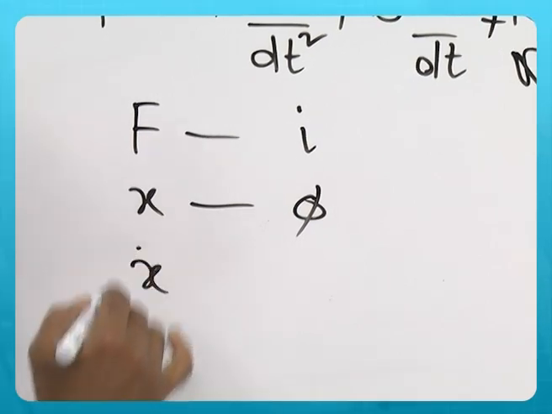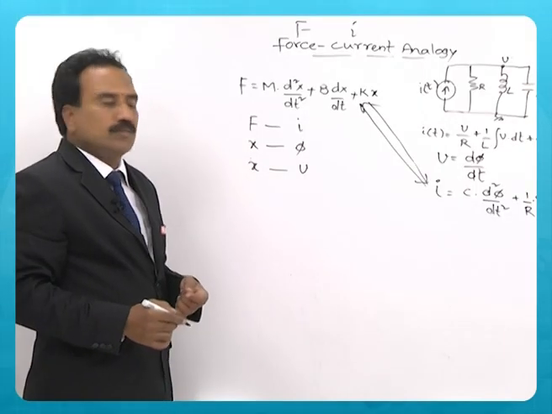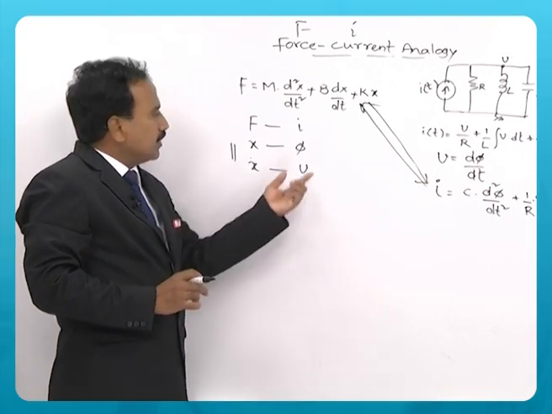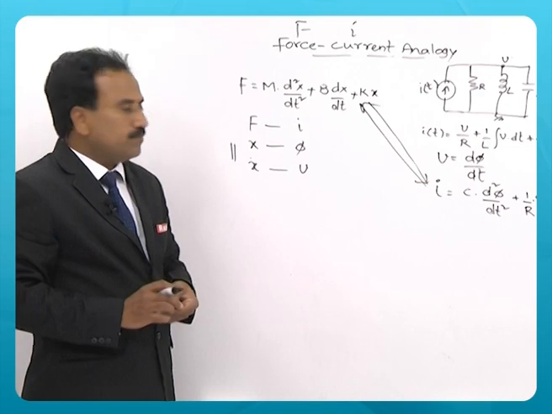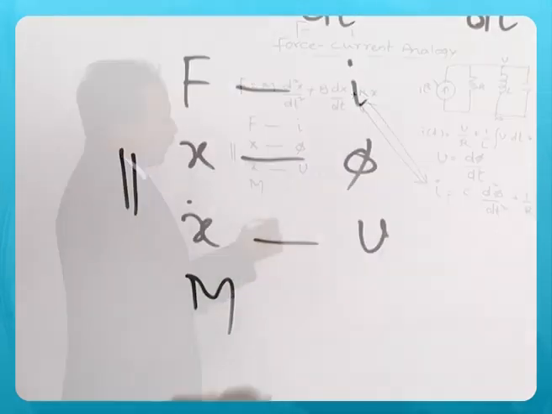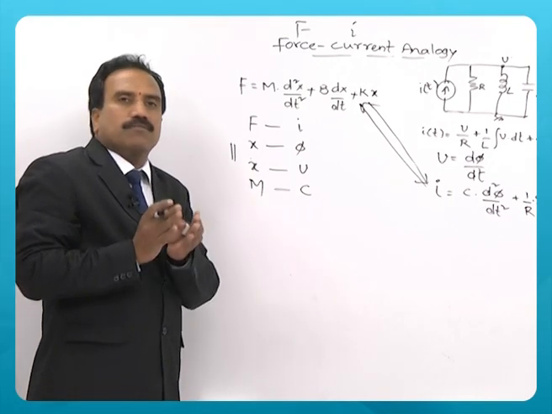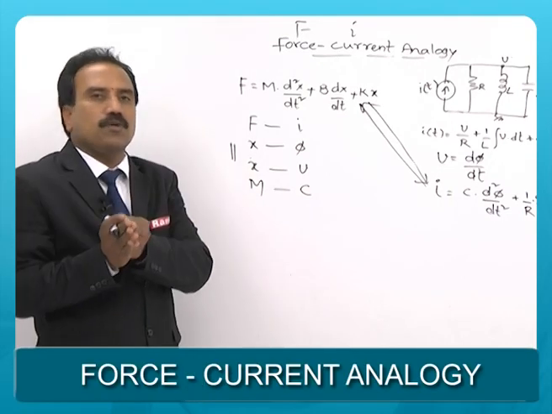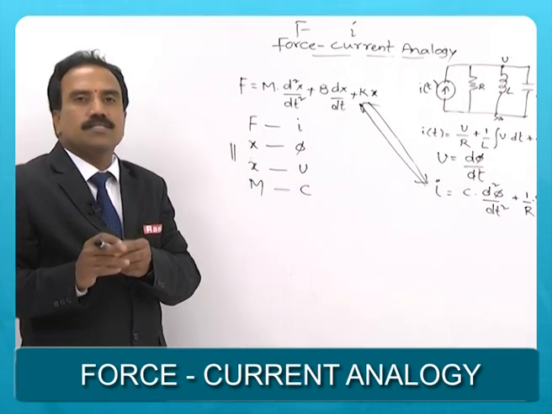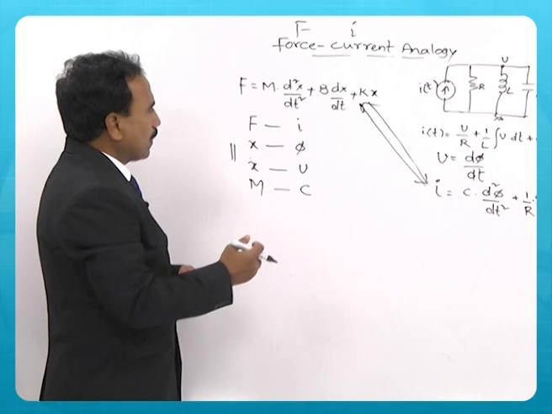Then x dot means it is a velocity, it is voltage. So, these two are dependent variables of a mechanical system and corresponding electrical systems. Now, when you compare the mass of a mechanical system, it is capacitance here. So, if the mass is given as some parameter, that should be transformed into capacitance of the same number of farads for analysis in the electrical system. That is the meaning of force current or force voltage analogy.